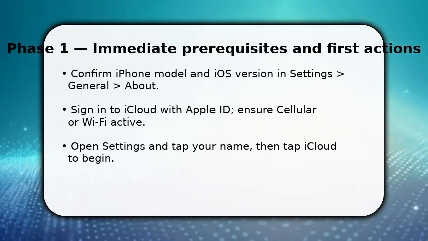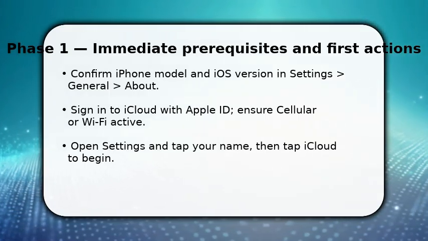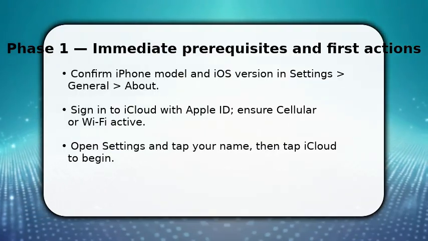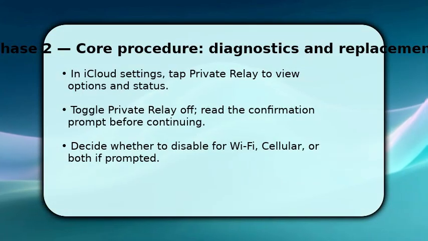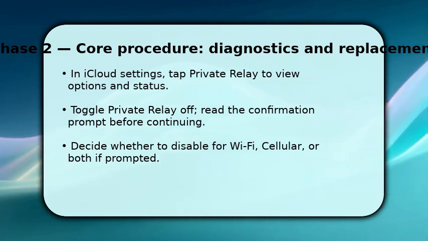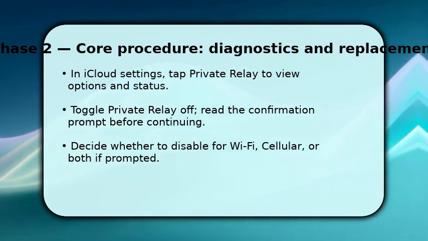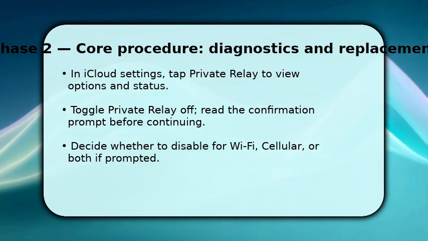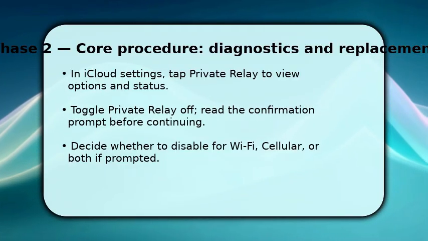You're starting the process immediately so you can toggle the feature, follow the next steps to find Private Relay, and prepare to turn it off safely. Once you're in iCloud settings, tap Private Relay to reveal its status and options. You'll see a single toggle, flip it off, and pay attention to the confirmation prompt that explains what disabling means for your IP and browsing.